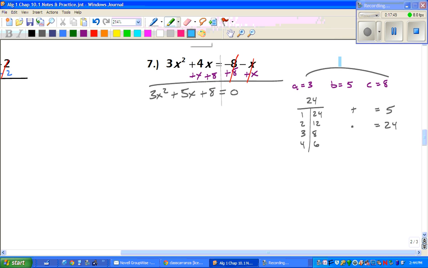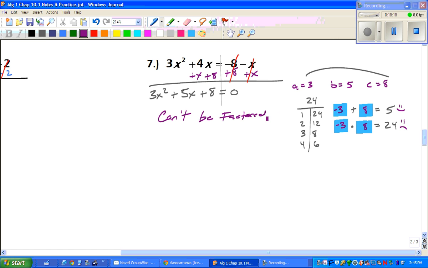So which set of numbers are going to go in there? Well, let's see. We can do 3 and 8, but that'd be negative, so... Aww. So this actually can't be factored, okay? So what would we use to solve it? Well, we'd use the quadratic formula.